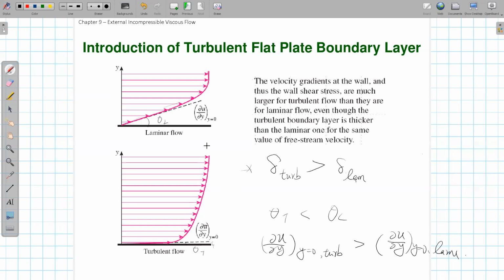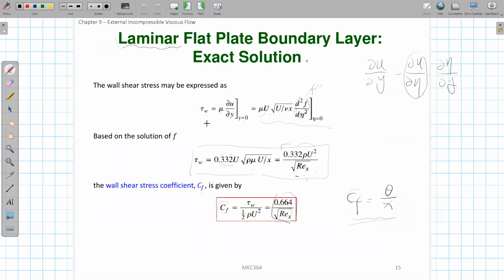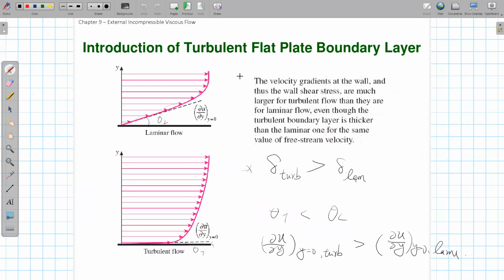So this quantity here is larger than this quantity here. And we know that this quantity will give us tau w, right? Because tau w equals mu times partial u partial y. So in other words, the tau w of turbulence is larger than tau w of laminar. Which means that the turbulent boundary layer has more wall friction than the laminar boundary layer.